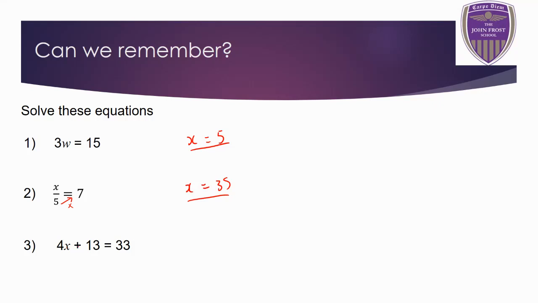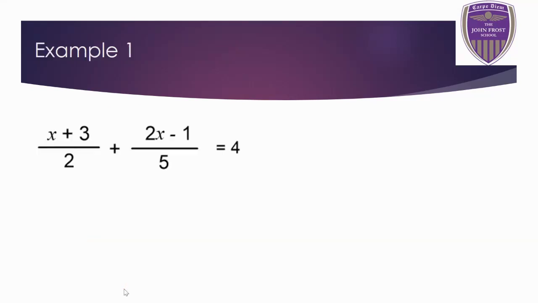And finally, a two-step equation. 4 times a number for x, add 13 will give us 33. If we want to work backwards towards the x, then we take 13 away first of all. So 33 take away 13 is 20. So 4x is equal to 20. And then we divide 20 by 4. So x will equal 5. That's just a quick reminder on some of the equations that we've done so far.